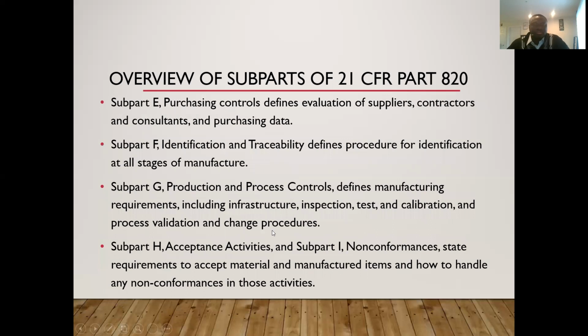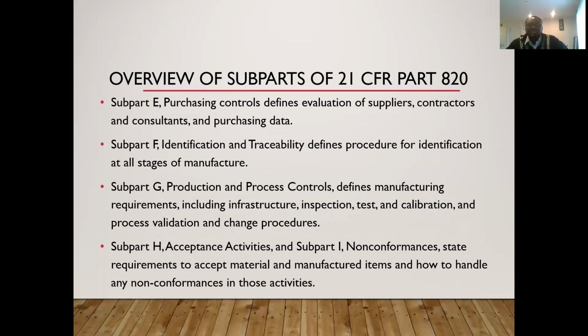So E, purchasing controls. Purchasing controls define evaluation of suppliers, contractors, consultants, and purchasing data. So this one also I'll say falls under supplier quality engineering, because supplier quality engineering makes sure that we evaluate suppliers, contractors, consultants, and also purchasing data, that incoming inspections are being done, and then also review the non-conformances from incoming inspection. So you can see the supplier quality role right there.